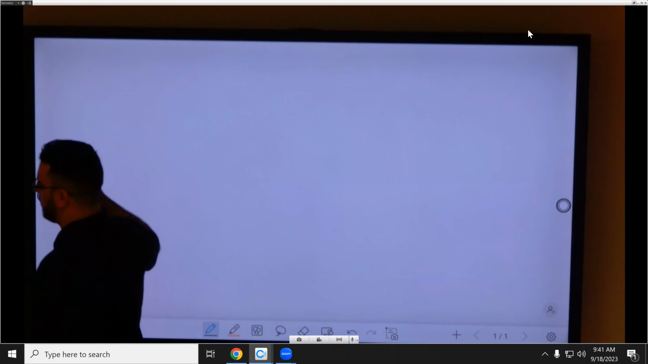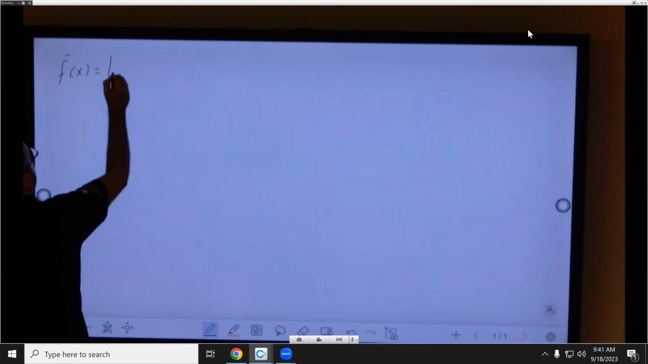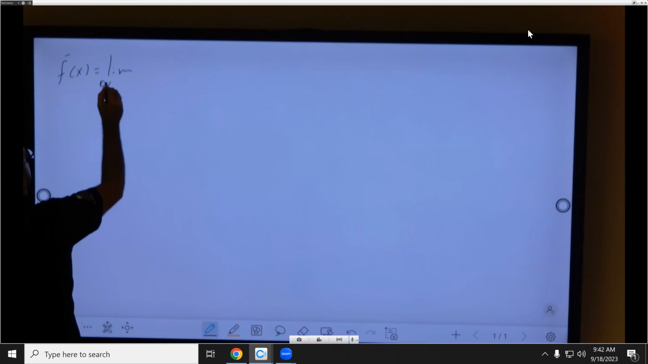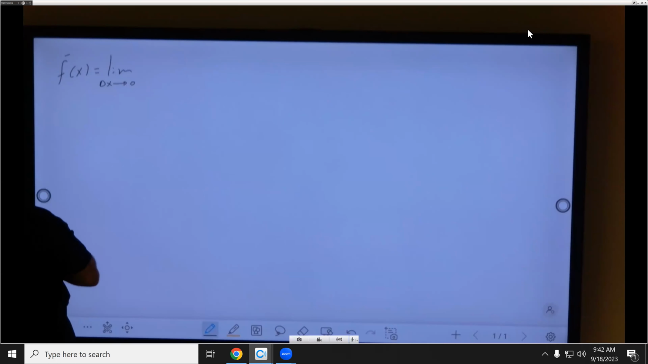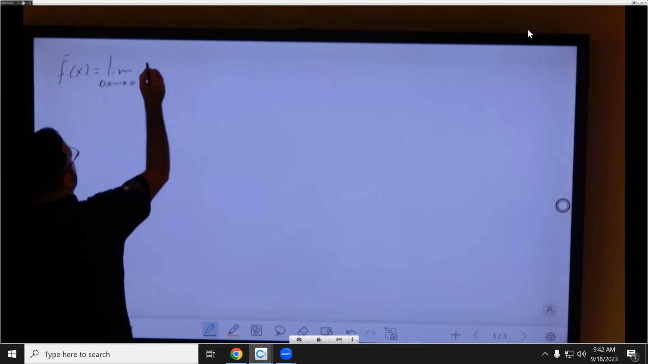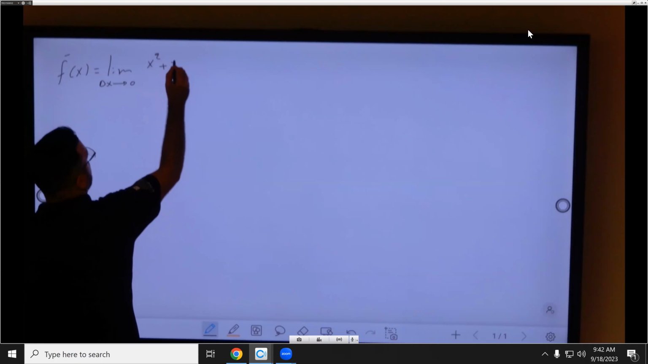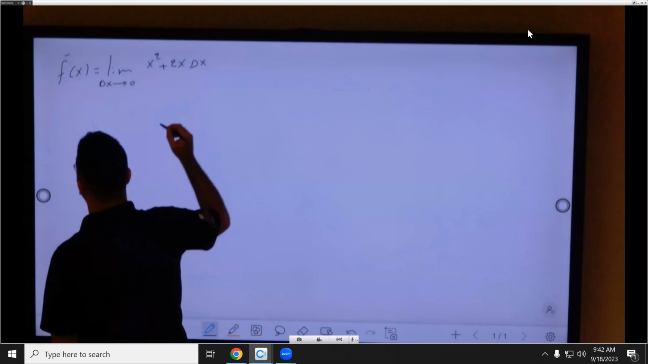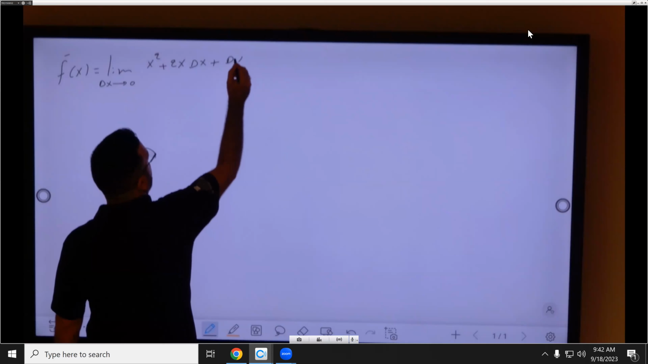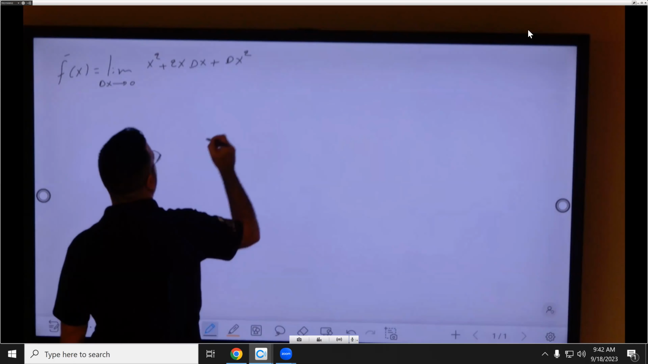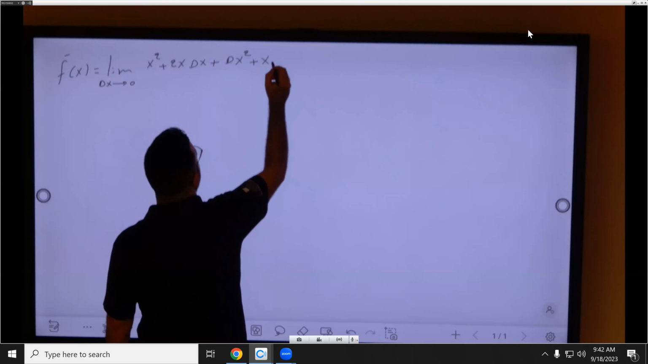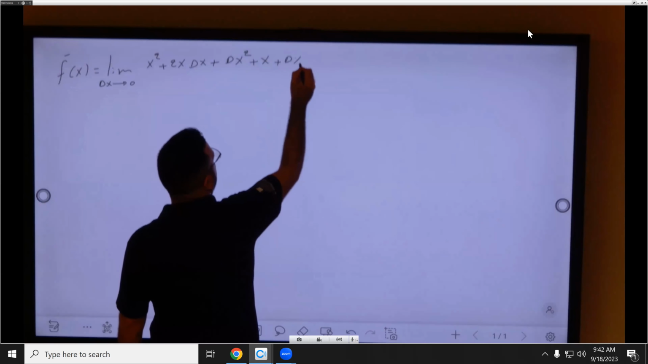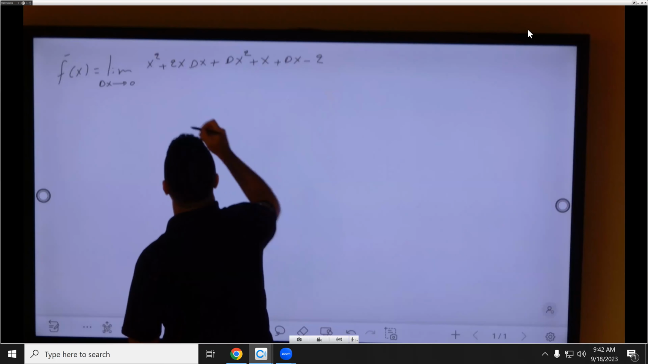So next step, we'll do the next step here. That means f prime of x is going to be the limit when delta x approaches 0. Can you tell me this one? Delta x squared plus 2x delta x, plus x plus delta x minus 2, minus x squared plus x minus 2. Distribute the negative sign.